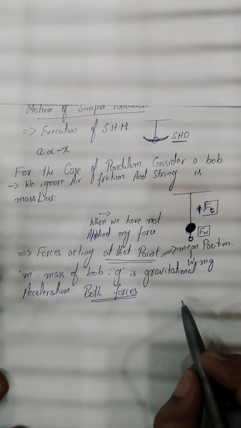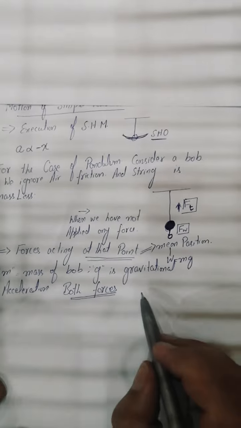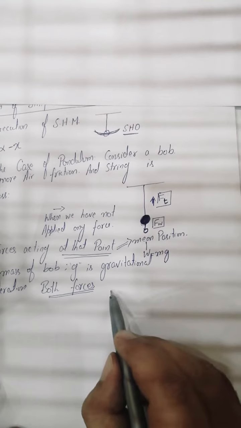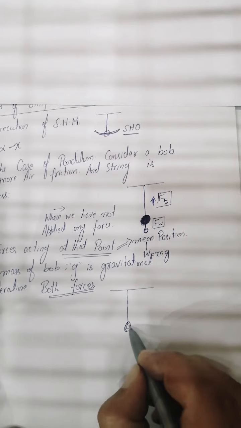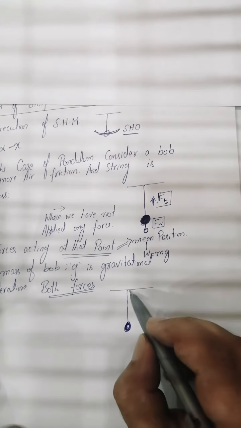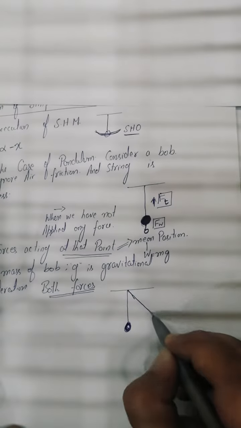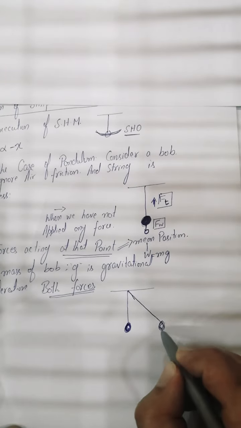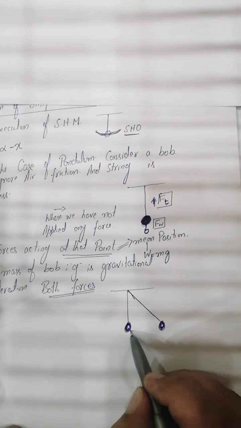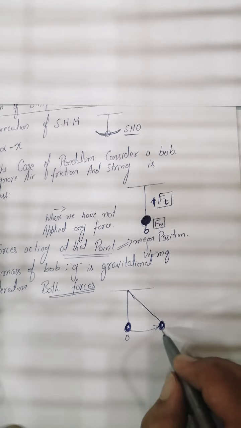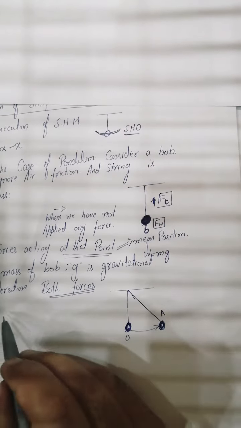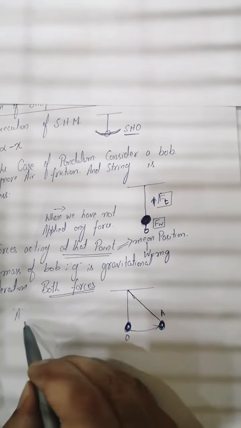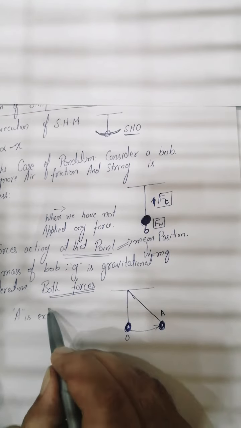Okay, next, what will happen if we just move that pendulum from its mean position? This is the mean position, and this is its extreme position. We have applied some force and make a transition of this bob from its mean position towards the extreme position. Let's say this is A. A is the extreme position.